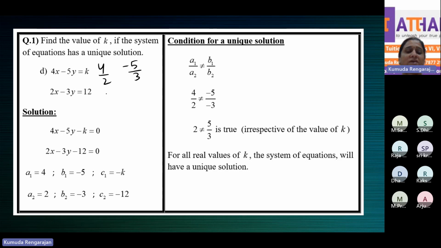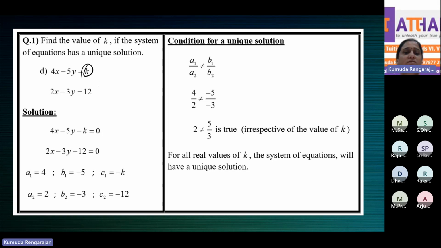What is a1 by a2? 4 by 2. b1 by b2, minus 5 by minus 3. So we have a1 by a2 is 2, b1 by b2 is 5 by 3. For a unique solution, a1 by a2 should not be equal to b1 by b2, and it's already not equal. So whatever be the value of k, the given pair of equations will have a unique solution, because already a1 by a2 is not equal to b1 by b2.